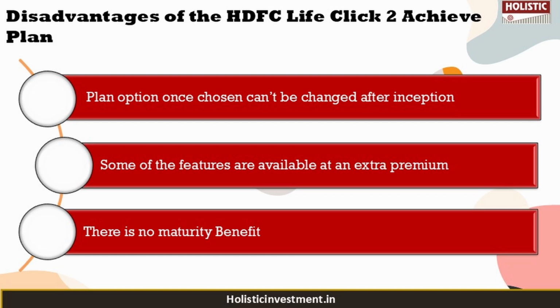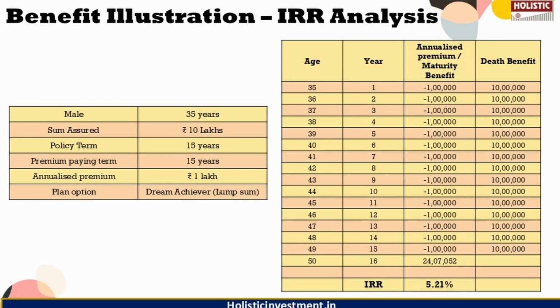Now, as we have a basic understanding of this policy, let us move on to the analysis part of the video, where we are going to analyze the IRR of this policy, which is the internal rate of return, to see what kind of returns we will get at the end of the day, because that's what will help us reach an informed decision. So let us assume for calculation purposes that a 35-year-old male opts for the Dream Achiever option under this policy. The sum assured is 10 lakhs, the policy term and the premium paying term are 15 years, the annual premium amount is 1 lakh.